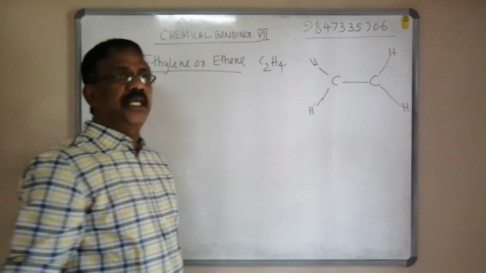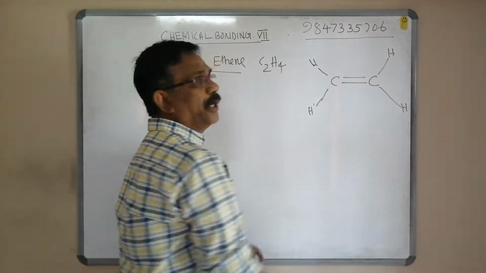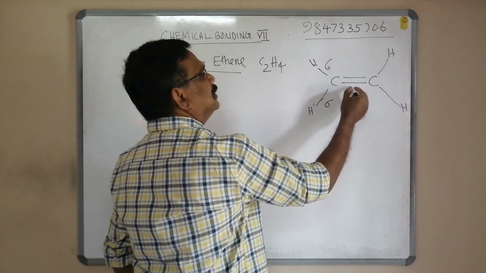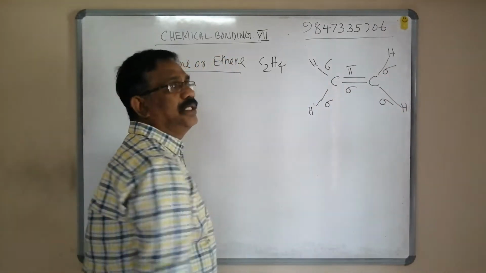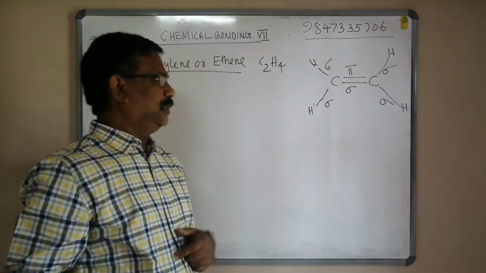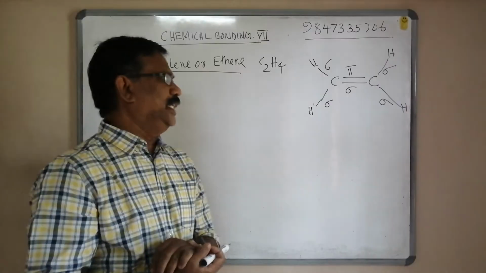The carbon is tetravalent. 1, 2, 3. So this bond is a weak pi bond. So sigma, sigma, sigma, pi, sigma and sigma. A multi-centered molecule, alkene, ethene or ethylene. So we can discuss the shape of this molecule, ethene.